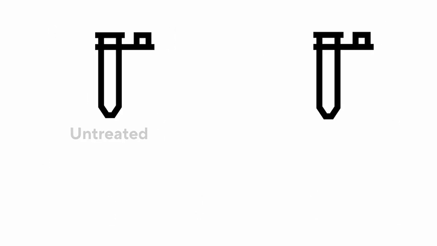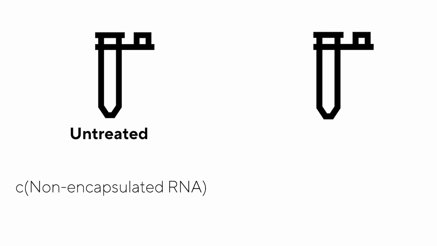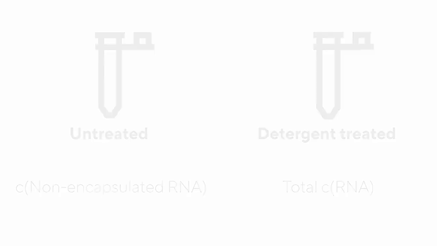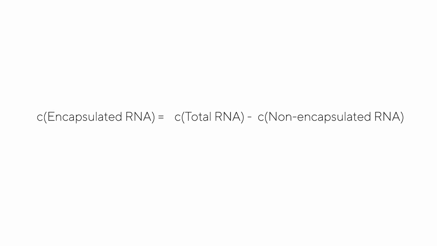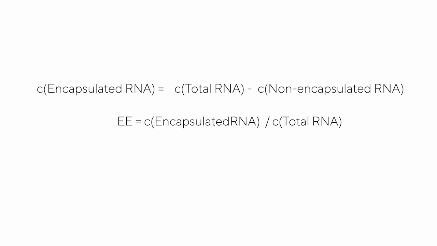The fluorescence signal of the untreated aliquot is used to calculate the concentration of non-encapsulated RNA, while the signal of the detergent-treated aliquot is used to calculate the total RNA concentration. The encapsulated RNA concentration is then calculated by subtracting the non-encapsulated RNA concentration from the total RNA concentration. The encapsulation efficiency is then calculated based on these values.